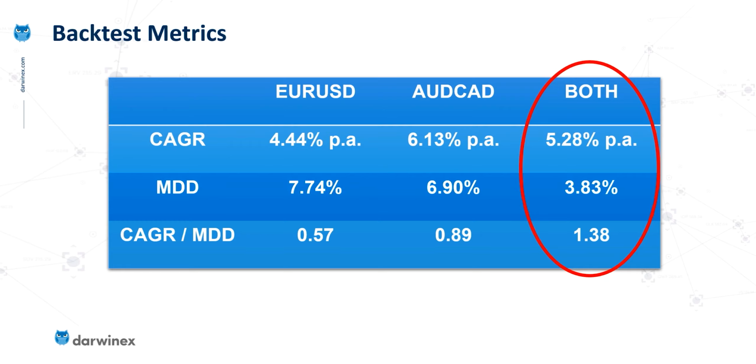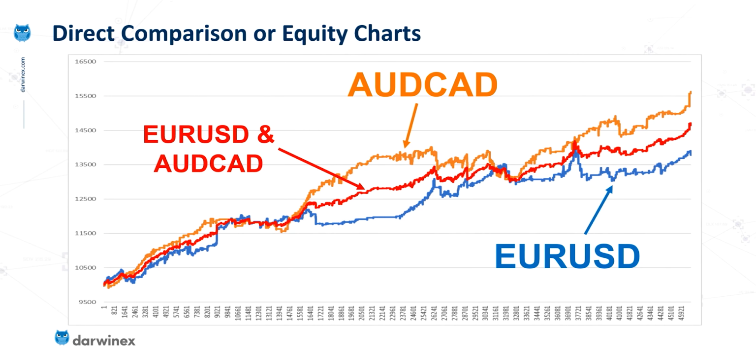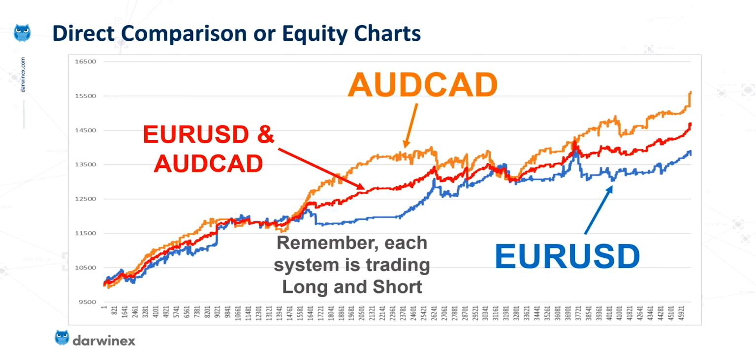And if we look at all of these equity charts side by side now, we can see that with the orange line, which is Aussie CAD, and the blue line, which is euro dollar, there's a lot more volatility in the equity curve. The red line that sits in the middle is the portfolio of the two assets. And I think you'll agree this is a far superior equity line. And just as a reminder, across all three of these systems, we're trading both long and short.